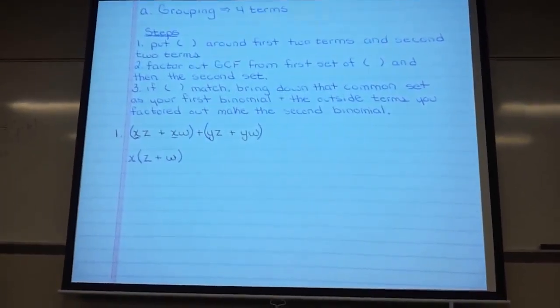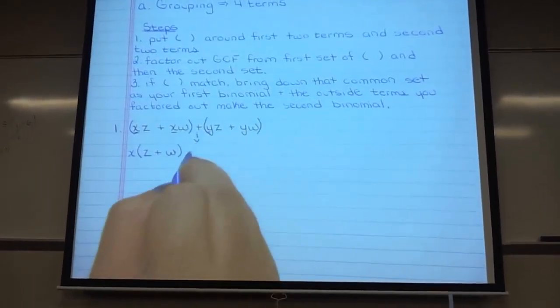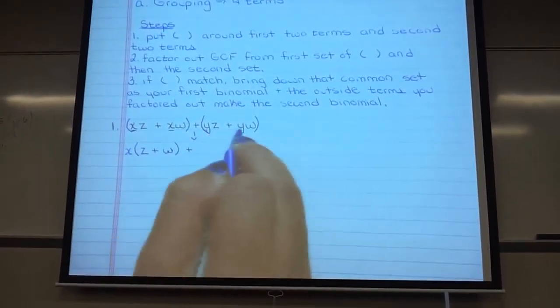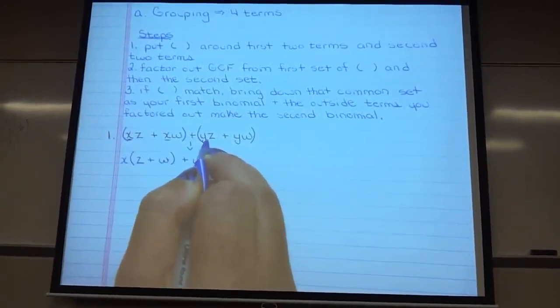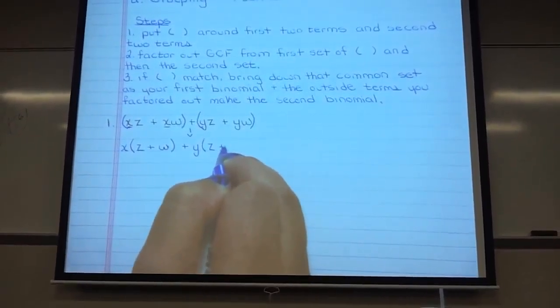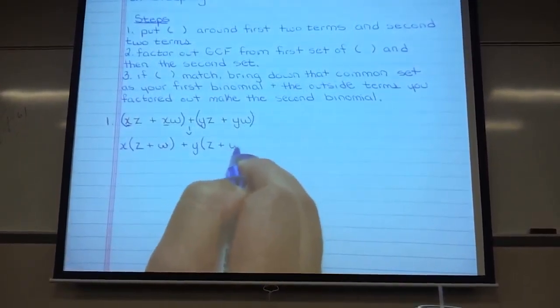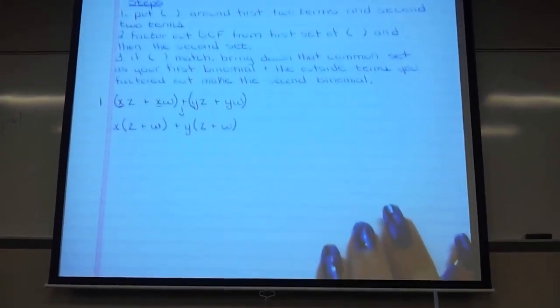What would be your common letter in the second set? Y. So bring down your plus sign. My common letter is y in both of them. What would you get if you take the y out of this term? Z. Plus out of this one, w. Oh, look at that. They match. That means we're doing it right.